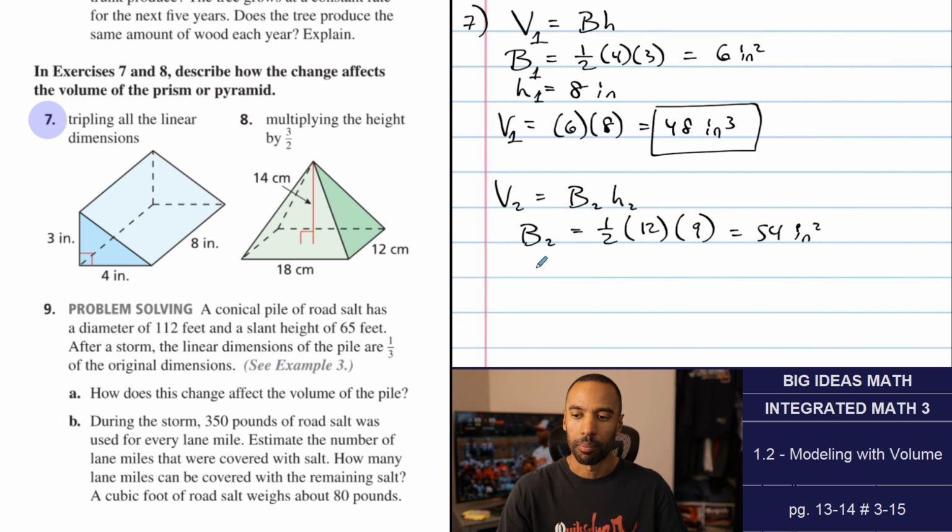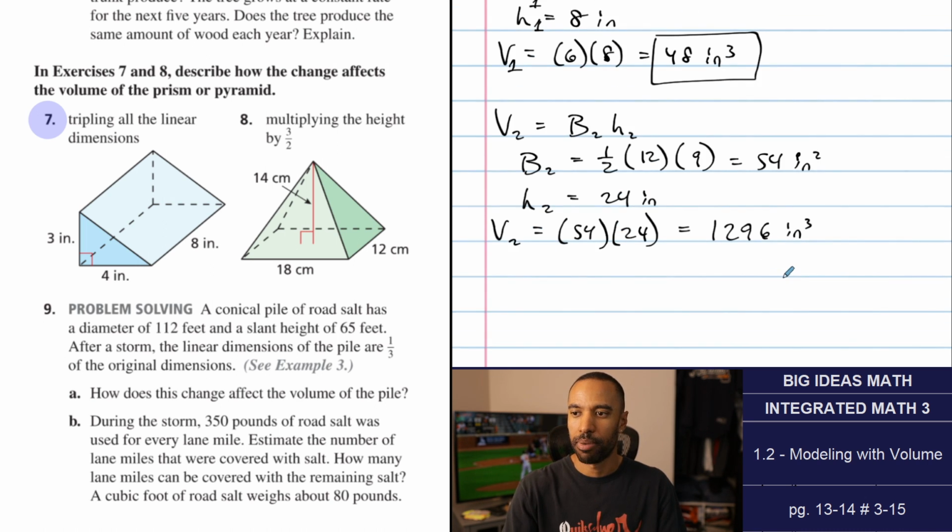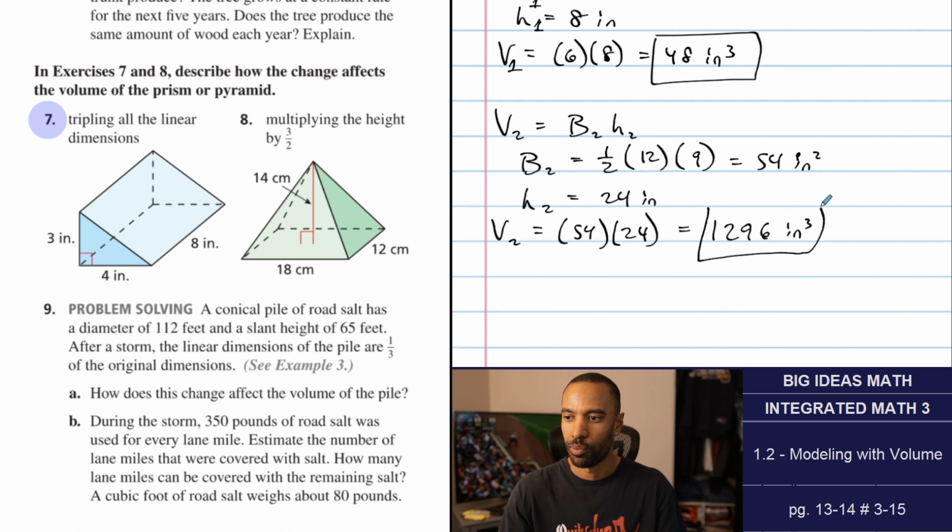And now we're going to be tripling this height as well. We're going to take that 8 and make it 24. And now we have a new volume, area of base 54 times height of 24. Can't tell you what it is off the top of my head. I know it's going to be 48 times 27. 54 times 24 gives me 1,296 cubic inches. So yeah, when you compare, I'll call it K, if you will.